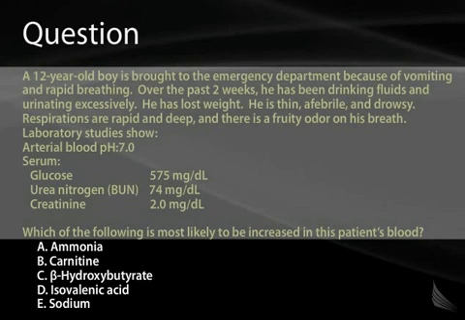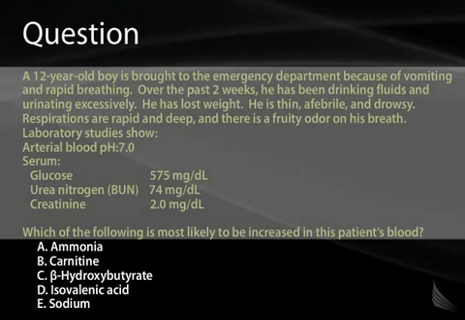So this is a 12-year-old boy. He's brought to the emergency department because of vomiting and rapid breathing. Over the past 2 weeks, he's been drinking lots of fluids and urinating excessively. He's lost weight. He is thin, afebrile, and drowsy. Respirations are deep and rapid, and there's a fruity odor on his breath. The laboratory studies show that he's pretty acidotic with a pH of 7. Glucose is high, and his BUN and creatinine indicate likely pre-renal failure. So which of the following is most likely to be increased in this patient's blood?